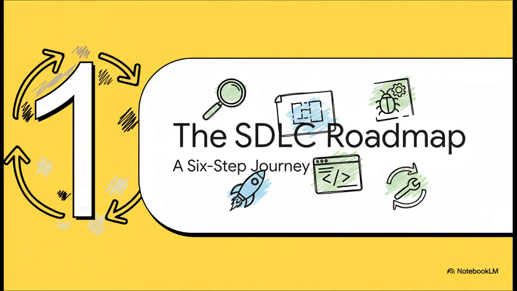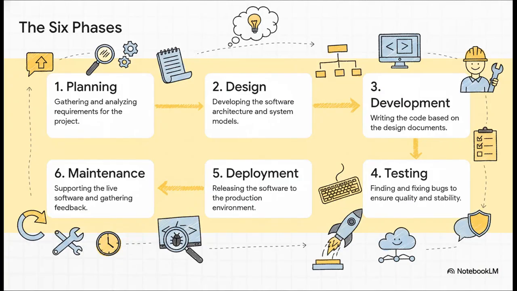So what even is this SDLC roadmap? Well, basically, it's just a step-by-step process that turns a concept, like our cool new photo sharing app, into a functional product that you can actually hold in your hand and use. It's almost always broken down into these 6 distinct phases. You can kind of think of them as a series of gates. For our app, we have to complete all the planning before we can even think about starting the design. It just makes sure nothing important gets missed along the way.